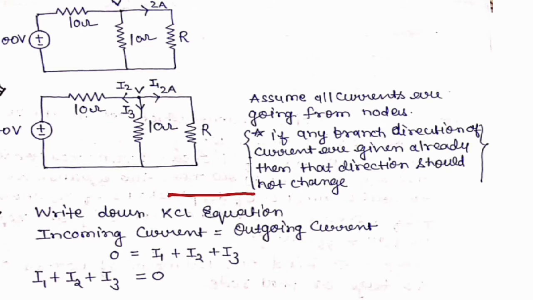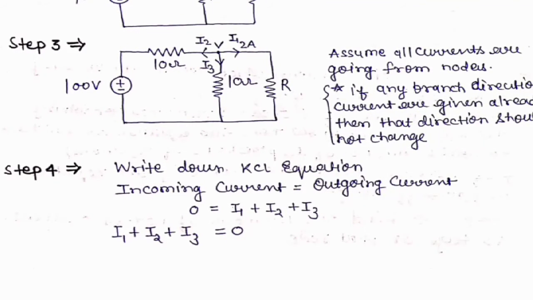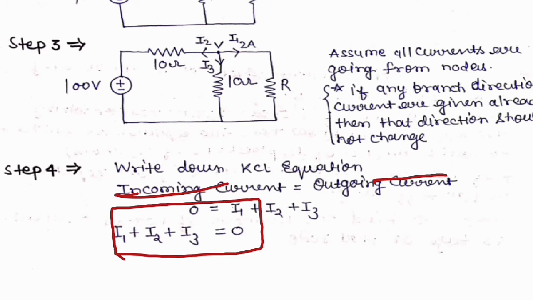Write down the KCL equation: incoming current equals outgoing current. Here all currents are outgoing, so incoming current equals 0 and outgoing current equals I1 plus I2 plus I3. Let me repeat the steps. Step number 1: select which method is suitable for the electrical network. Step number 2: note the voltage on that particular node.